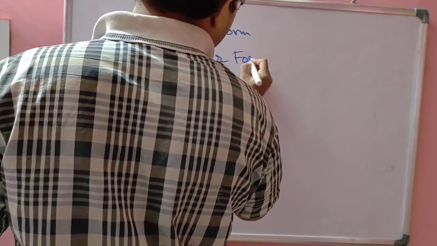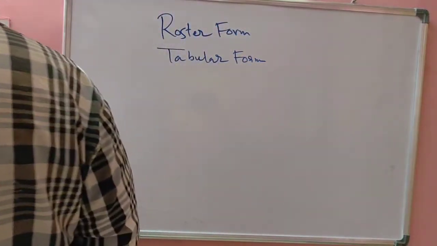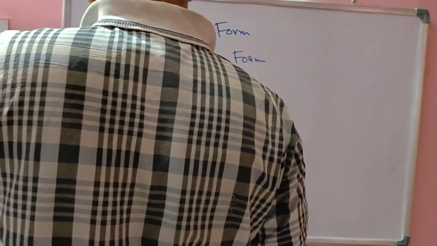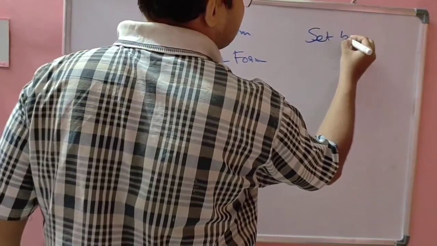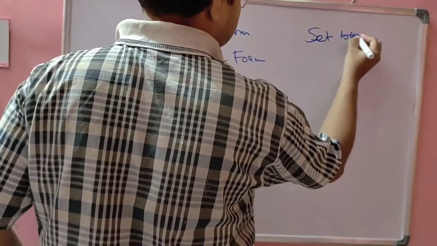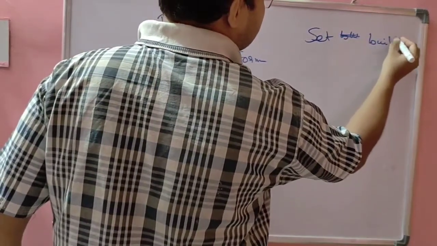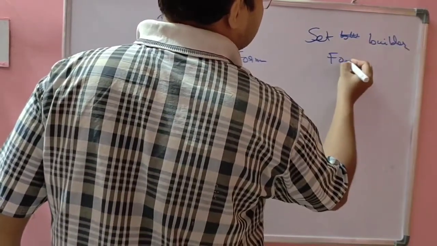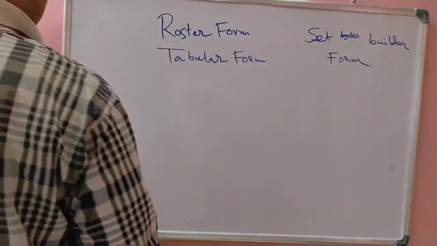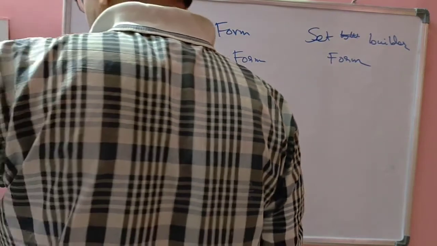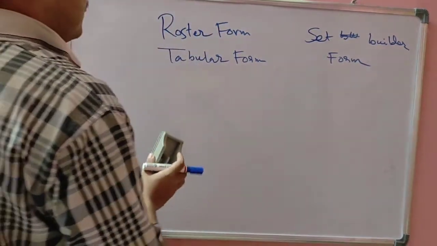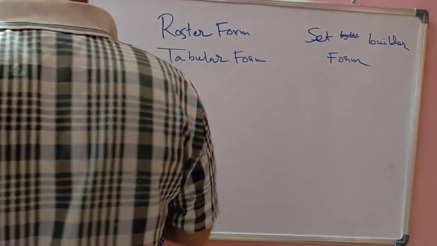So tabular form and roster form are the same thing. Okay, so what is the other form? Another form is set builder form. So these are the types of how you can represent sets. Okay, so we will be talking about that.